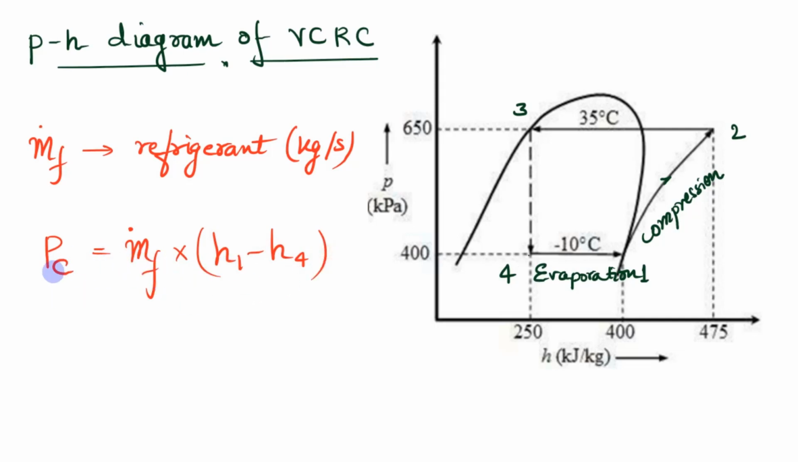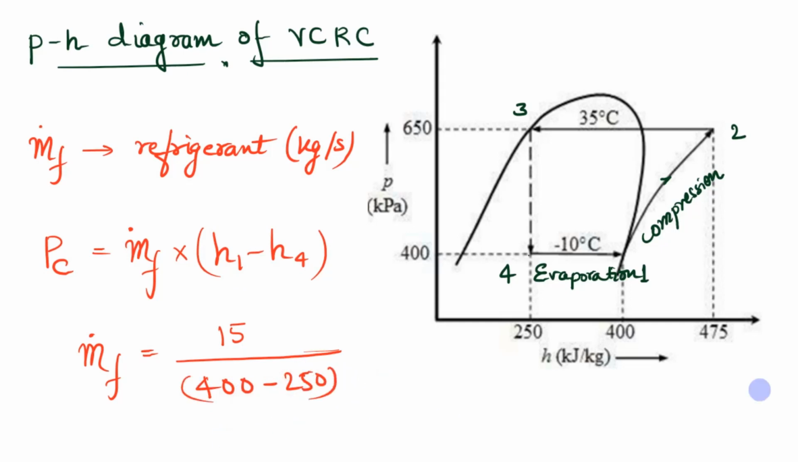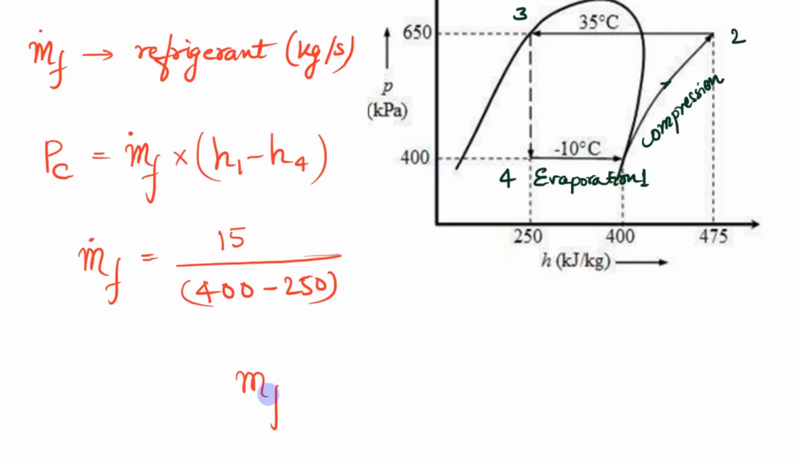Now from here, using this equation, we can find the mass flow rate of refrigerant because Pc is also given to us. So mass flow of refrigerant will be equal to Pc, that is the cooling power, which is given as 15 kilowatt, divided by h1 minus h4, so 400 minus 250 kilojoule per kilogram. So from here we will find that the mass flow rate of refrigerant will be equal to 0.1 kilogram per second.